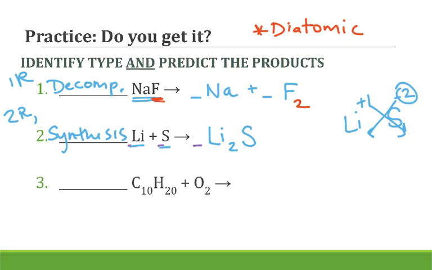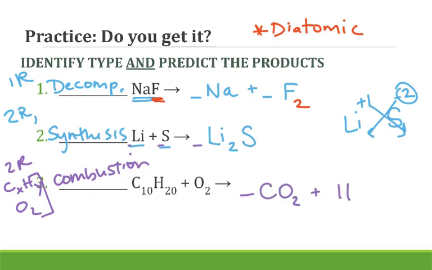All right, third one, C10H20 plus O2. This one I have two reactants, but one of my reactants is that carbon hydrogen, and one of them is that O2. Having those as my reactants are a sign of a combustion reaction. And so if I can recognize that, my oxygen isn't going to switch out with anything. What this is going to do is form those products of CO2 plus H2O, which are always the products in a combustion reaction.